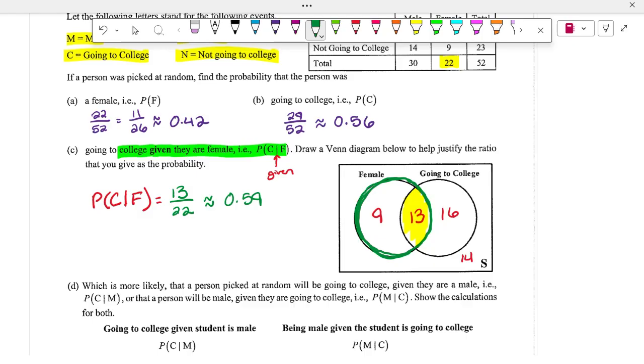So when you're doing conditional probability with a Venn diagram, typically you're going to be looking at a specific circle of the Venn diagram. So it's usually whatever the given is. And then you look for the overlap. So if we look within this specific circle, we know there's 22 total if we add the 9 and the 13. And then the 13 is the actual overlap between female and going to college. So that's our probability, 13 over 22. Does that make sense?